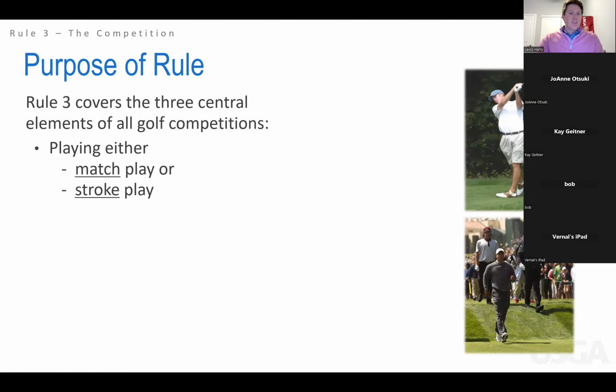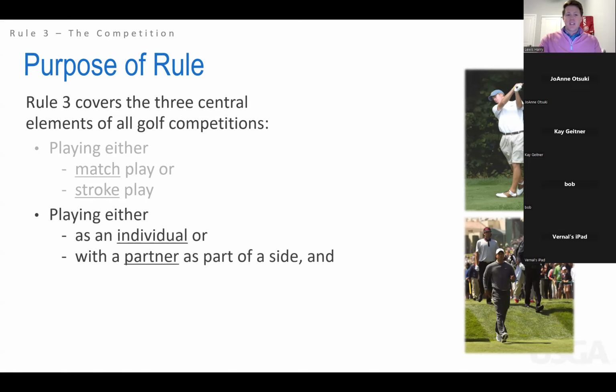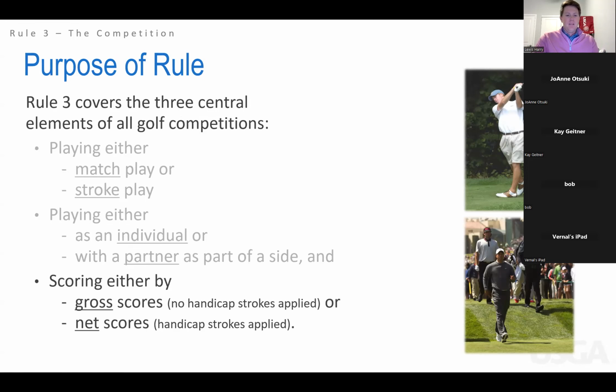We have a purpose statement for the competition. So Rule 3 covers three central elements of all golf competitions. We saw this a little bit on the previous slide. We're either playing match play or stroke play. There's one or the other, one of those two forms of play. And we're either playing by ourselves or we have a partner as part of a side. We have two forms of play that are covered by Rules 23 and 22, four-ball and foursomes. And we're either scoring by gross scores, where we have no handicap strokes applied to our round, or we're scoring by net scores, where we're using our handicap to either get strokes on certain holes or give strokes away to our opponent if we're playing match play.